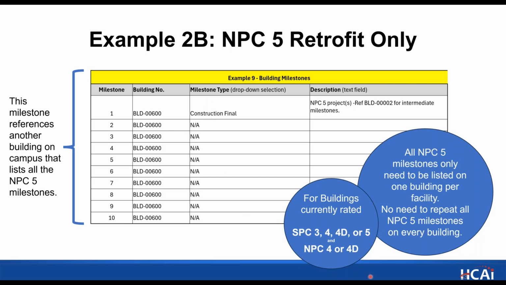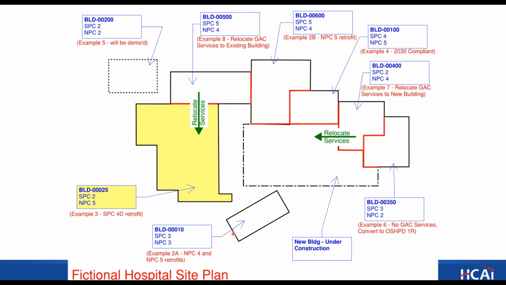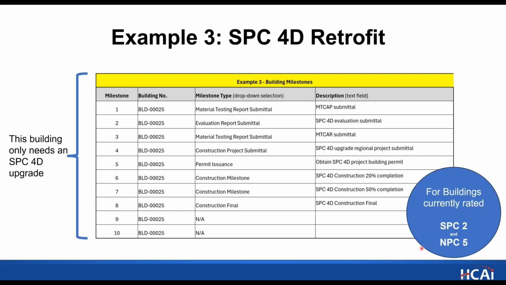So again, there's an example of the types of ratings you might have if this example were to apply to you. So an SPC 3 compliant rating and an NPC 4 or 4D. The next example, number 3, is a building that only needs an SPC 4D retrofit. So maybe a little bit more rare, but if you have a building that is an SPC 2 or an NPC 5, then this example would be applicable to you. And unlike the other ones where there was a bunch of different combinations of ratings, this one really only has one combo, and that's the SPC 2 and NPC 5.